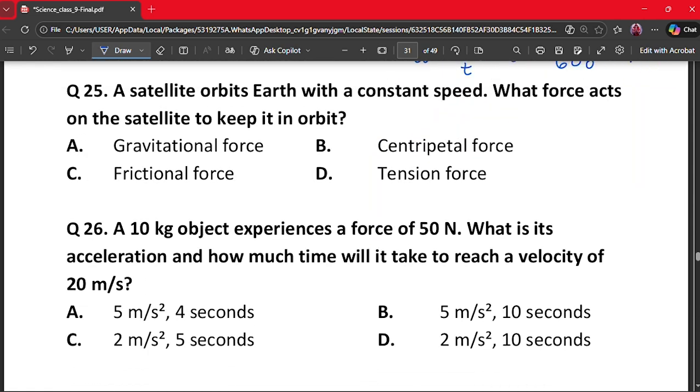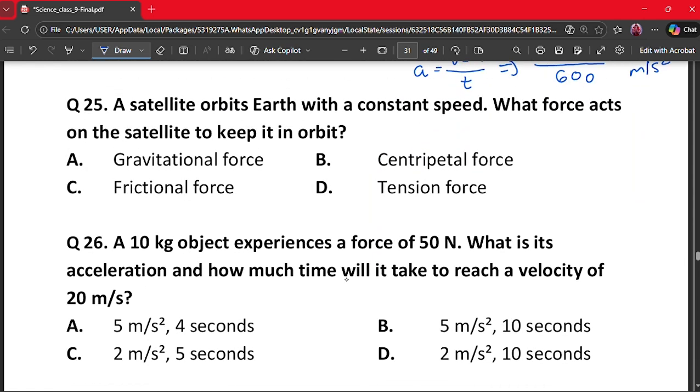Our next question is question number 25. A satellite orbits Earth with a constant speed. What force acts on the satellite to keep it in orbit? A. Gravitational force. B. Centripetal force. C. Frictional force. And D. Tension force. The correct answer is gravitational force, because satellite motion is maintained by gravitational force, which acts as centripetal force, and this inward force keeps the satellite in orbit around the Earth.